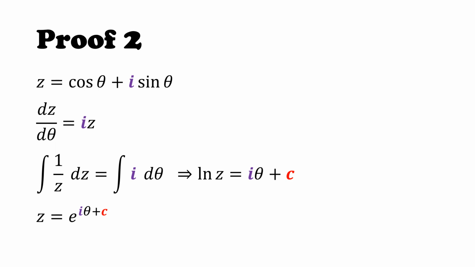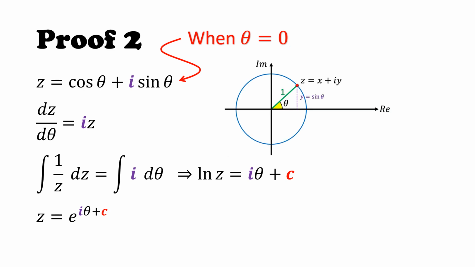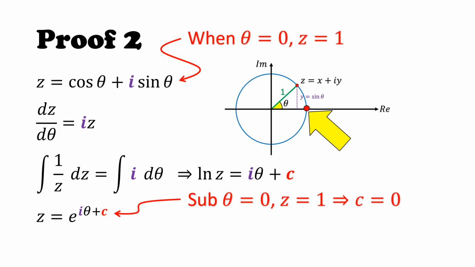To find c, we can just let theta equal 0, which from the Argand diagram is just this point on the unit circle. It's just z equals 1. Next, we substitute theta equals 0 and z equals 1, and that will show us that c equals 0. And that essentially concludes our proof.